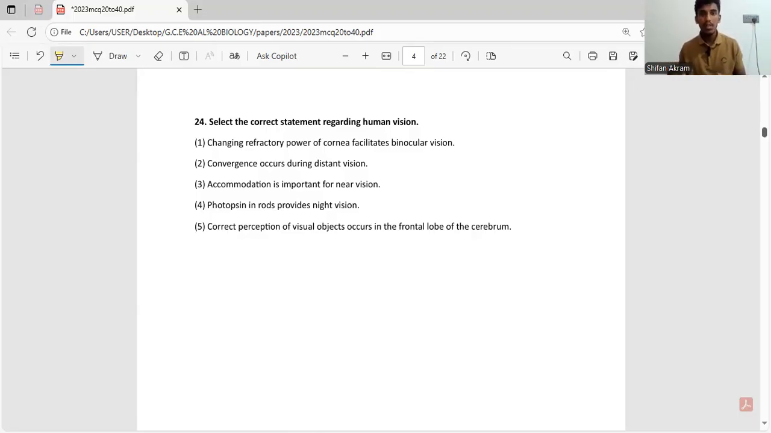Third one, accommodation is important for near vision. Yes, this is correct. Why? Because accommodation is the changes that occur in the eye to see a nearby object. So what are these changes? It is the contraction of the ciliary muscles, loosening of the suspensory ligaments, and the rounding of the lens. What happens when the lens is more rounded? More light is refracted towards the retina, so the image is focused on one place and we form a very clear image. So that's what accommodation does, and that is important for near vision. Again, the third statement is correct.